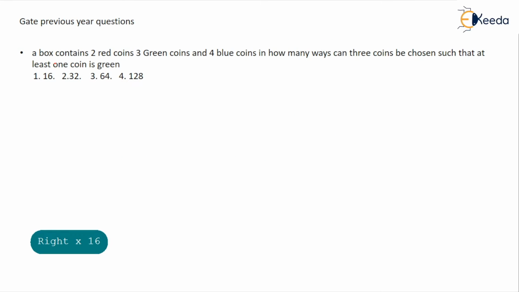So here is a question. The box contains 2 red coins, 3 green coins, and 4 blue coins. In how many ways can 3 coins be chosen such that at least one coin is green? So at least minimum one coin should be green. Maximum, if you choose all 3 coins and they come to be green, that is also okay.